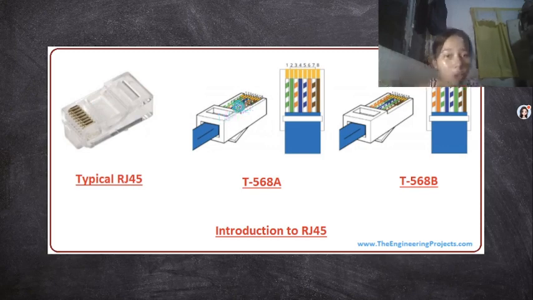In T568A, you place the line colors on specific pins. For example, the first pin in T568A is white green, so white green goes to the first pin, or pin 1. Then green is pin 2, and so on. T568B is different, because the colors change: orange white, green, and orange.